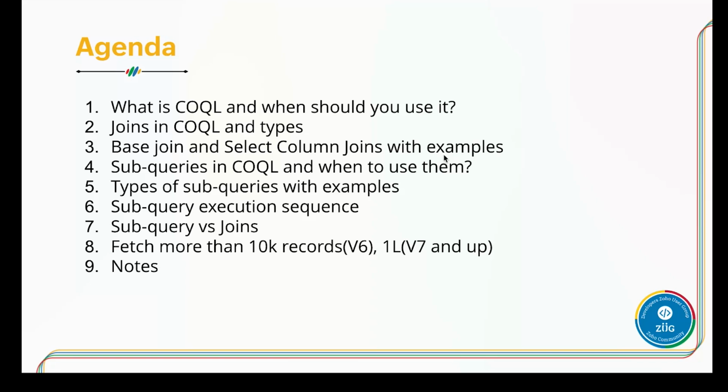And then last but not the least, we'll see how you can fetch more than 10,000 records in version 6 using COQL API. And from version 7 and up, how you can retrieve more than 1 lakh records.